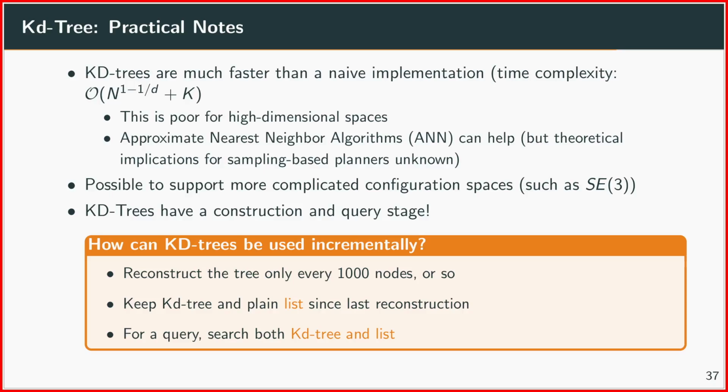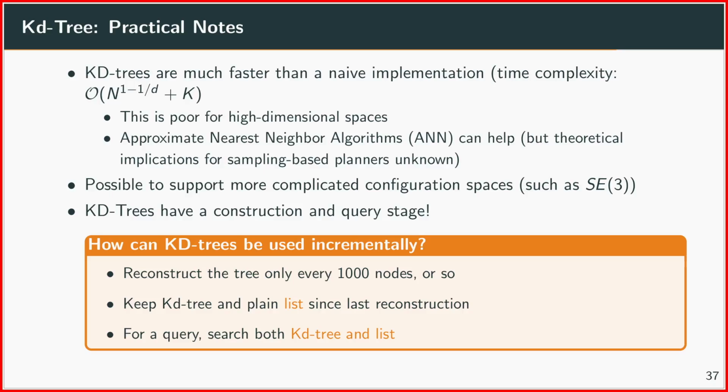There are some other algorithms, for example, approximate nearest neighbor algorithms, which can help. But if you do that, then you might lose some of the theoretical properties, for example, of probabilistic roadmap planners. So you have to be a bit careful when doing that. It's always a trade-off between having nice guarantees and having very efficient algorithms. It's also possible to support more complicated configuration spaces. For example, you can also use KD trees on SE(3).